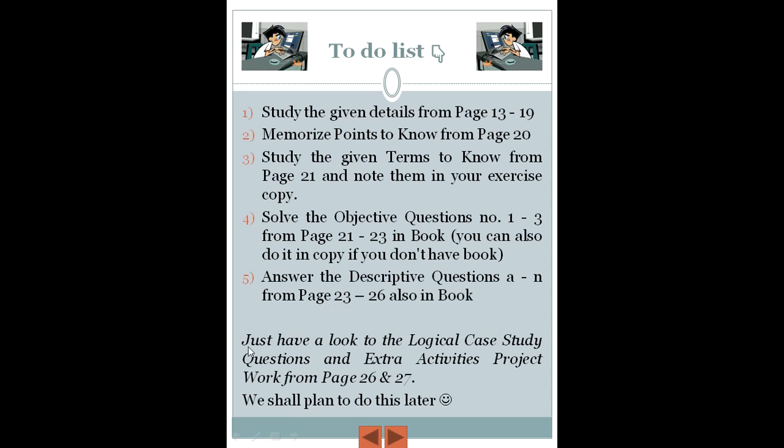Moreover, you can just have a look at the logical case study questions and extra activities in the form of project work from page 26 and 27. Alright, we shall plan to do this later.